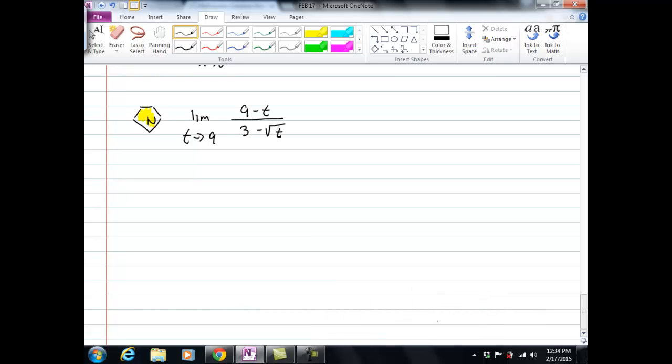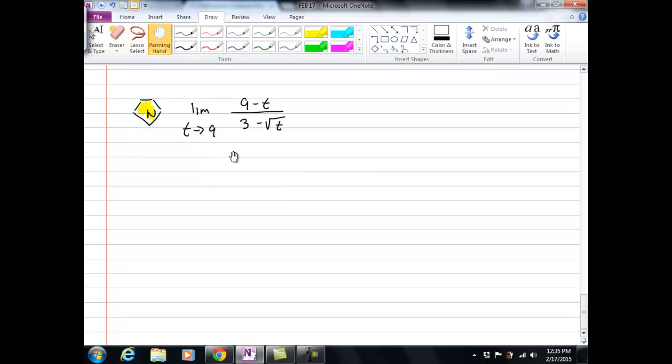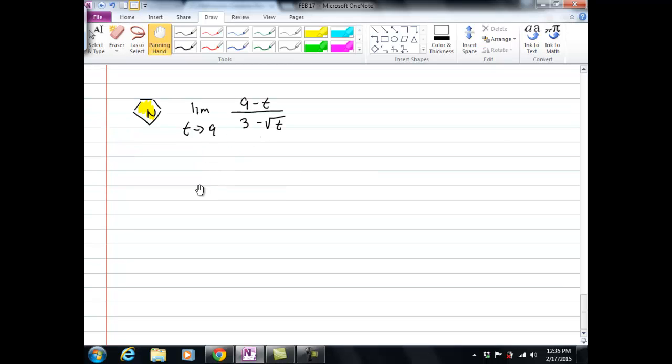Listen up. Guys, if I look at this question and sub in 9 right off the bat, you get 0 over 0. What can we do? I can't factor this, but what gives it away is the square root. In grade 11, you were taught a technique to get rid of the square root. It's called rationalize the denominator.